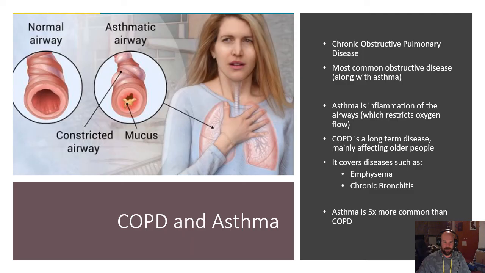So what is COPD? So chronic obstructive pulmonary disease is a long-term disease. It mainly affects older people, and it covers those diseases like emphysema and the chronic bronchitis. So bronchitis, you're getting all the mucus and nasty stuff building up on your lungs. Then you've got asthma as well, which is the inflammation in the airways. So it's that restricting again of the airways, and the breath doesn't get through because of the buildup of mucus and basically the tightening of the airway. So it's really, really hard for the person to breathe. Asthma, 5 times more common than chronic obstructive pulmonary disease, but they are both still quite dangerous.